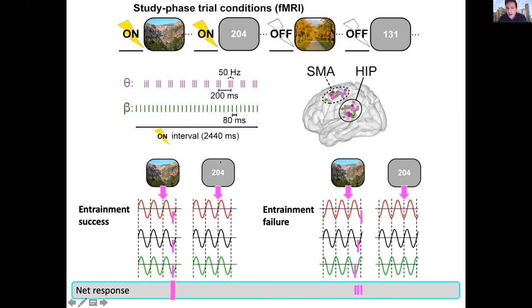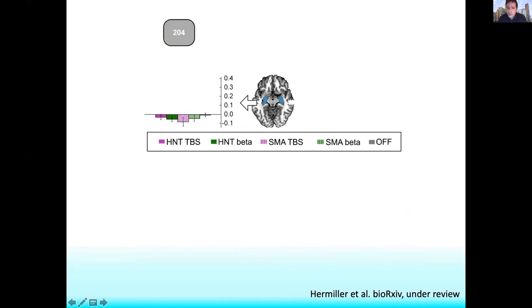We targeted, again, the left hippocampus based on its connectivity to the left parietal cortex. What you can see here is that for all stimulation conditions, the hippocampus really did not evoke any response to numeric digits. But it did evoke responses to the visual scenes that it cares about. In particular, the theta burst condition targeting the hippocampal network increased that evoked response to scenes relative to all other conditions in the left hippocampus.